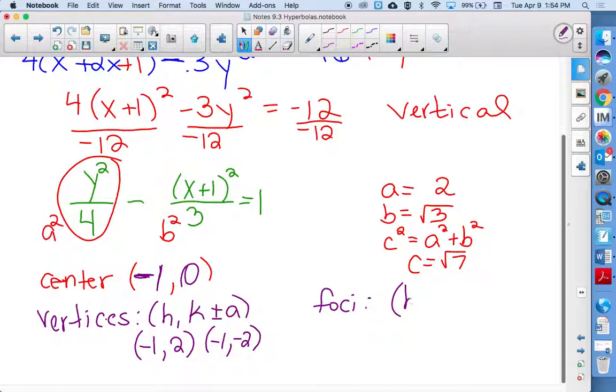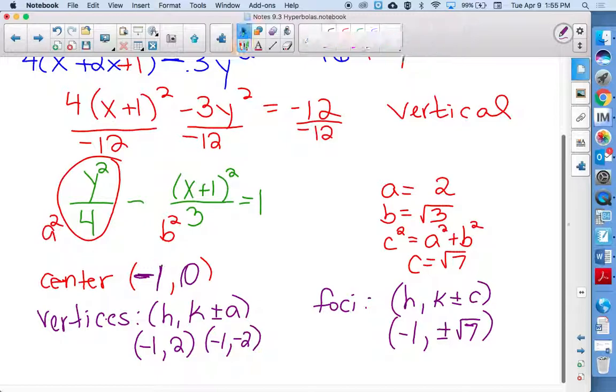The foci are H, K plus or minus C. So H is negative 1, K is 0, C is the square root of 7. So 0 plus or minus the square root of 7 would just be plus or minus the square root of 7.